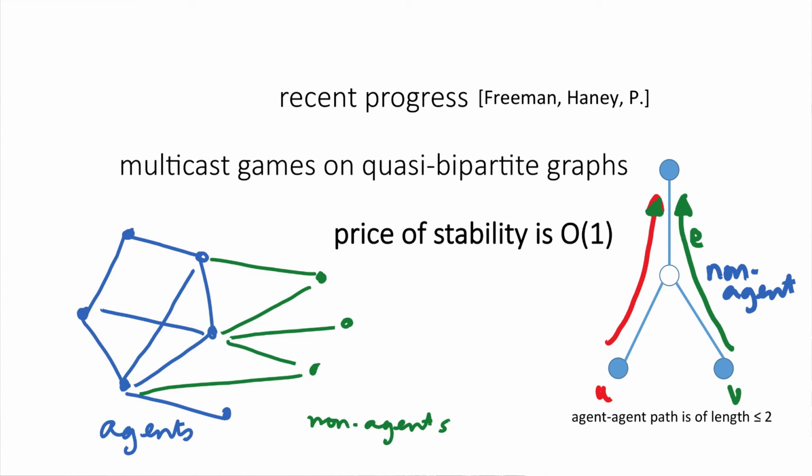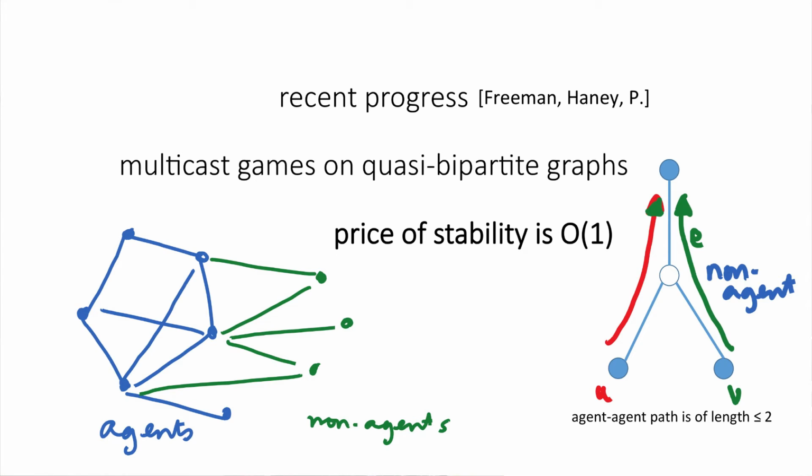a quasi-bipartite graph. In a broadcast game, you only allow edges between agents, so the blue edges in that picture. In these multicast games, you also allow edges between the blue vertices, the agents, and the non-agents. The kind of edges you assume you do not have in your graph are between non-agents. That is why it is still a special case, it is not the full general problem.